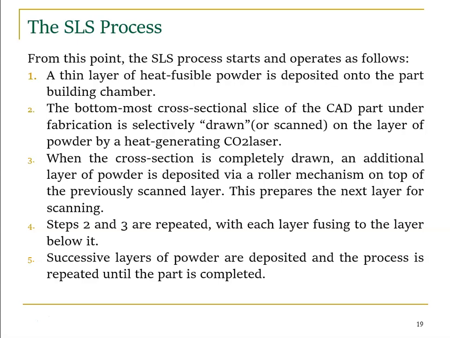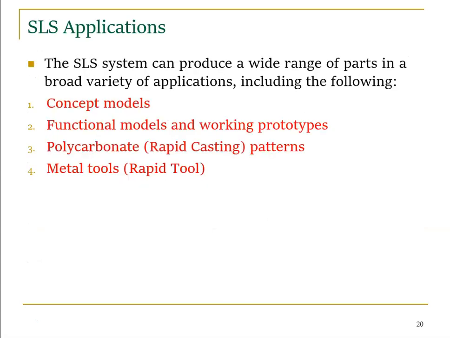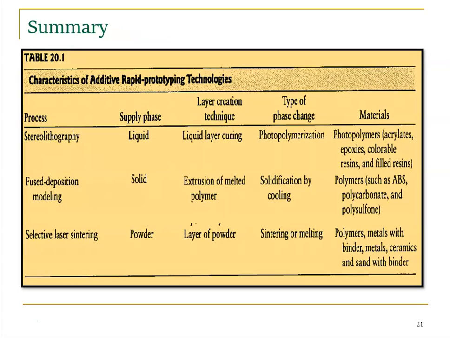Again the laser source passes the laser and the powder hardens. Again the table moves downward and the roller rolls in one direction. It fills the material and the laser scans again. So this is a continuous process. Successive layers of powder are deposited and the process is repeated until the part is completed. So this is the SLS process. Applications include concept models, functional models and working prototypes, polycarbonate patterns, and metal tools. These are some of the applications for SLS.